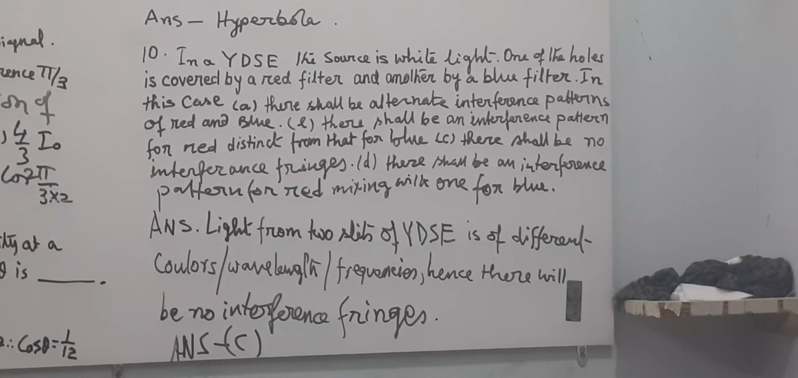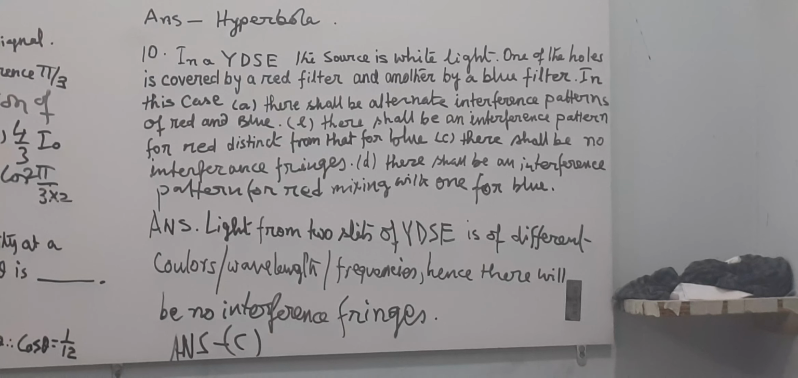C is the answer. When different colors, different wavelengths, different frequencies are present in the component waves, they cannot produce interference fringes. This is very important information.